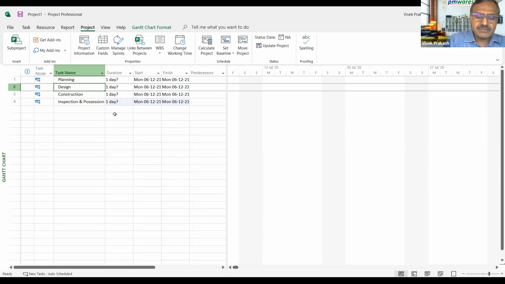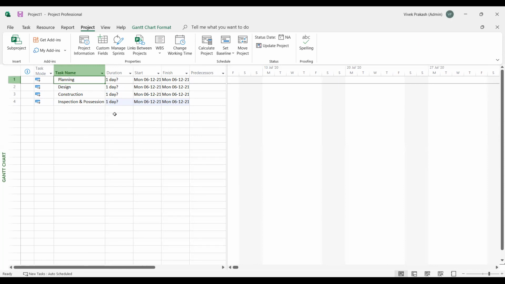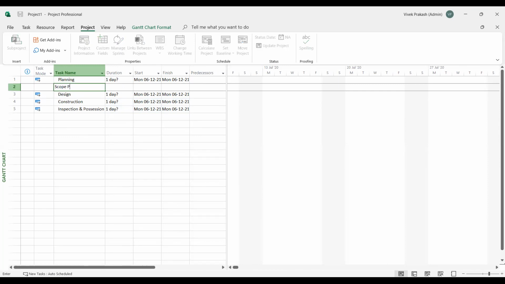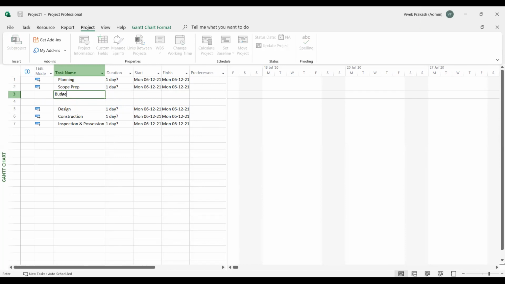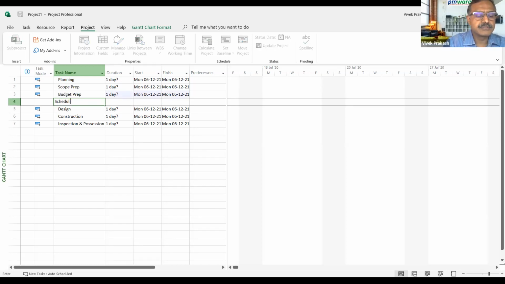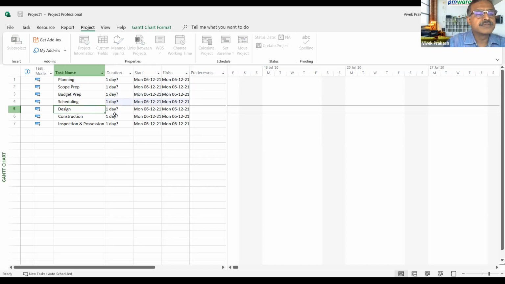So in the planning, what should be there? Preparing the scope, schedule, and budget. Scope preparation, and scope, and then budget, right? Budget and schedule also, right? Yeah. And schedule preparation. Scheduling, right?